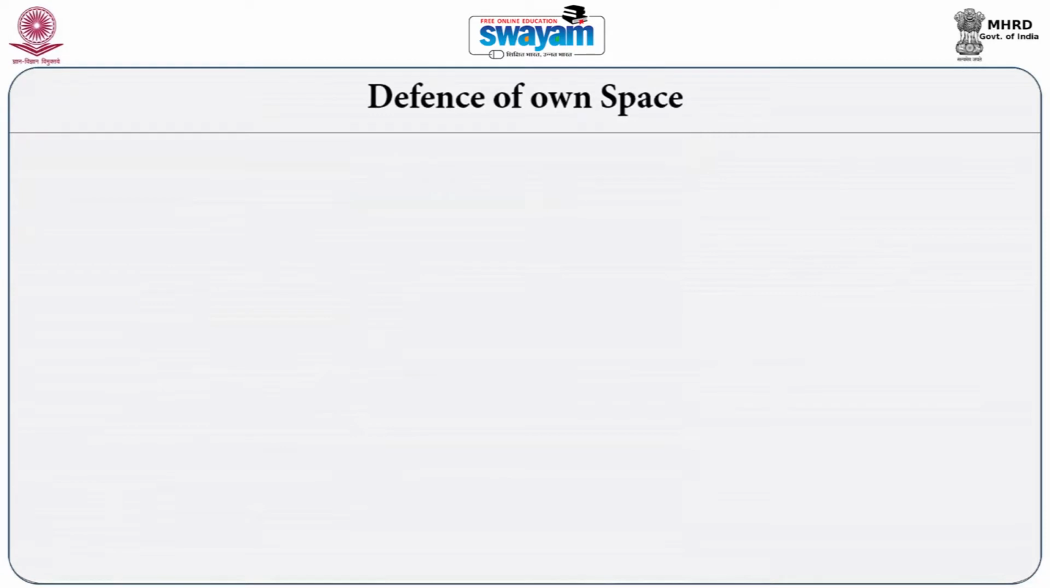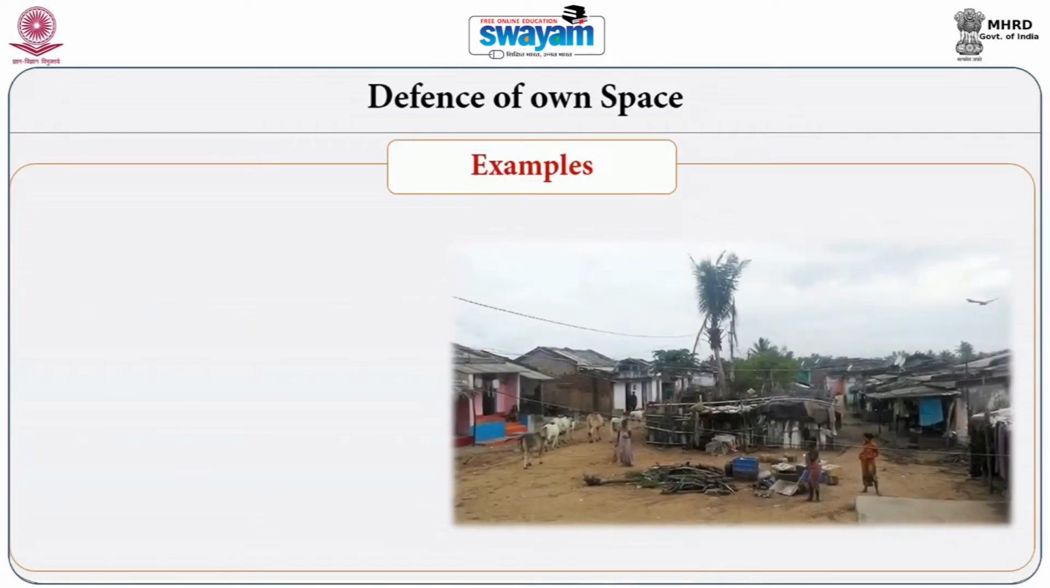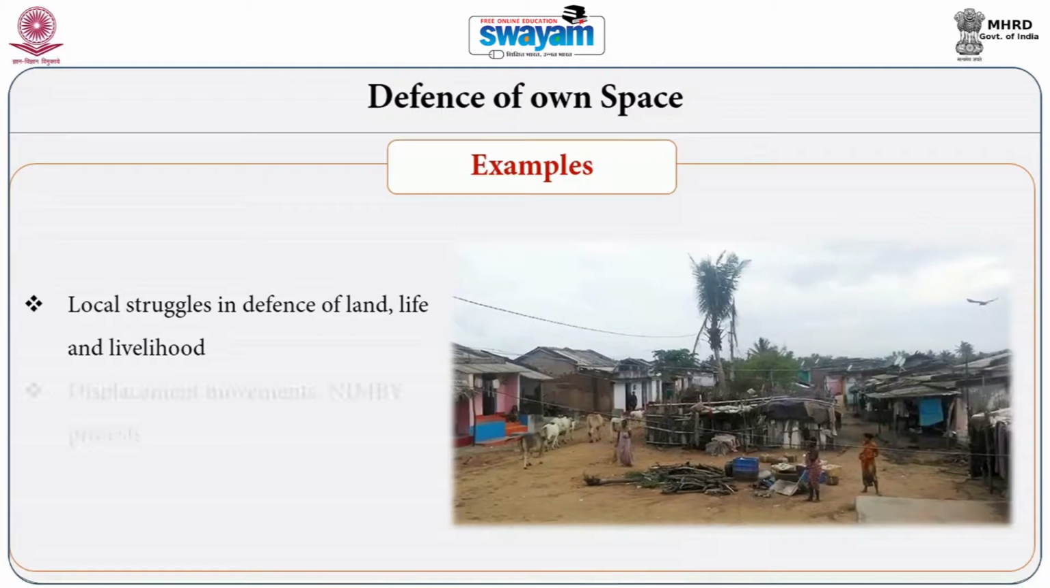The second category of environmental movement that Manuel Castells defines is that of defense of own space. But these movements are essentially against an element. Examples of these kinds of movements may be local struggles in defense of land, life and livelihood. In the Indian context, there are several displacement based movements which can be categorized into this type of defense of one's own space.